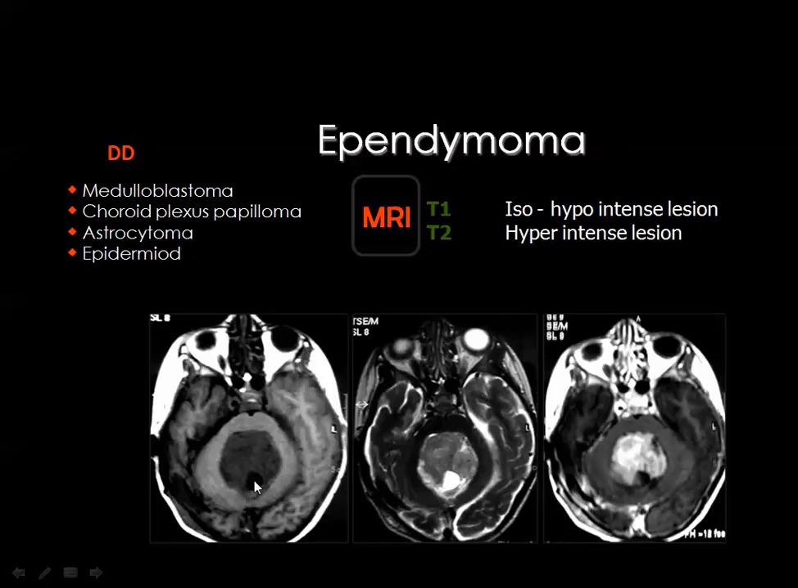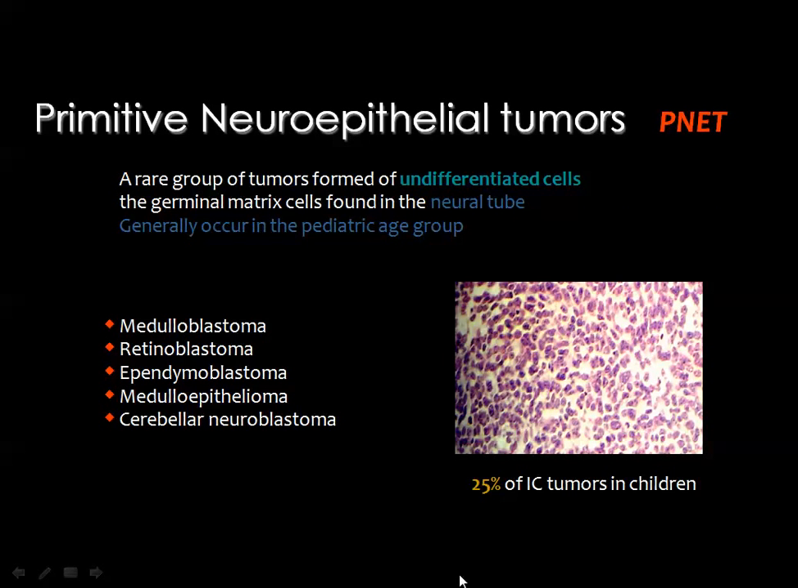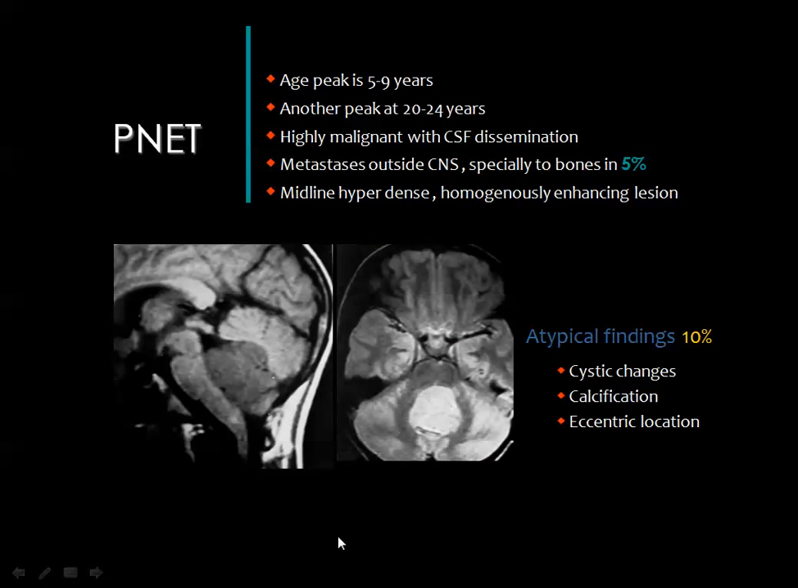The primitive neuroepithelial tumors are a group of tumors. Histologically, they have undifferentiated cells, and this group includes many of the known and unknown tumors like the medulloblastoma, the retinoblastoma, ependymoblastoma, medulloepithelioma, and cerebellar neuroblastoma. Actually, there are no specific criteria to diagnose these particular primitive neuroectodermal tumors, but these are the criteria mentioned in the literature.